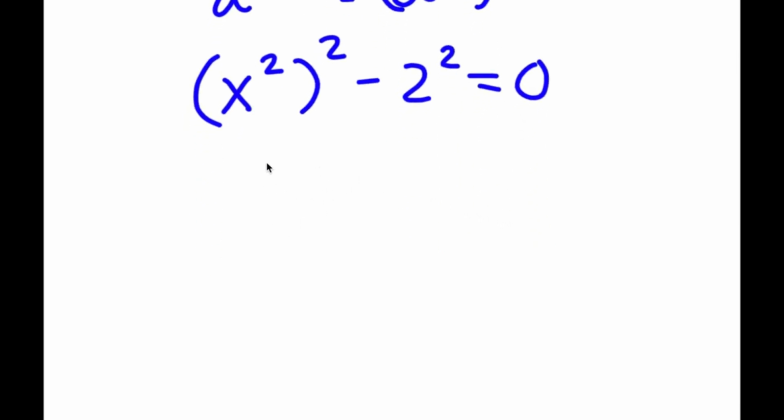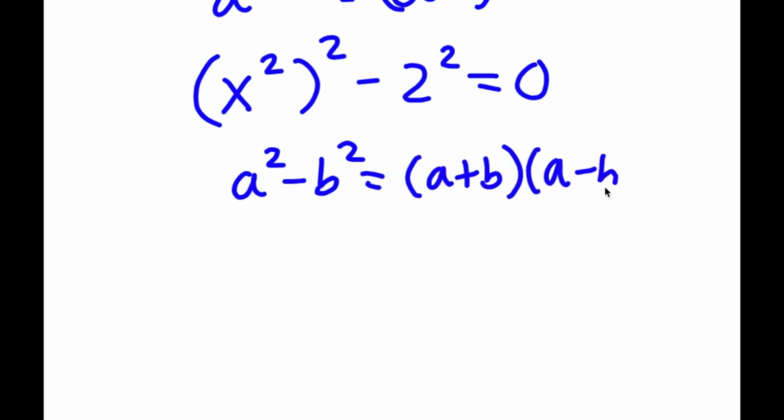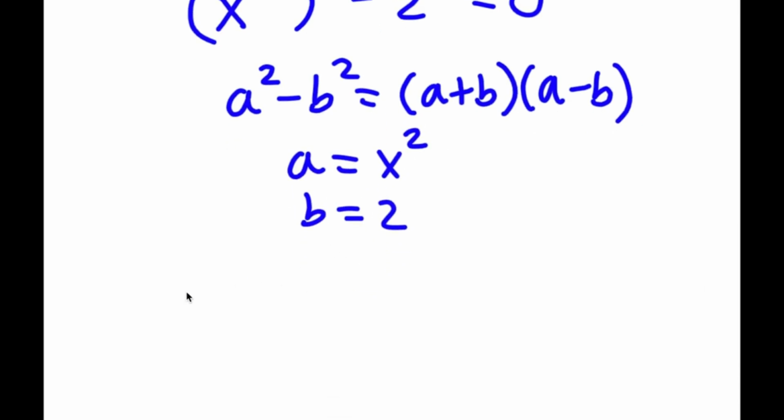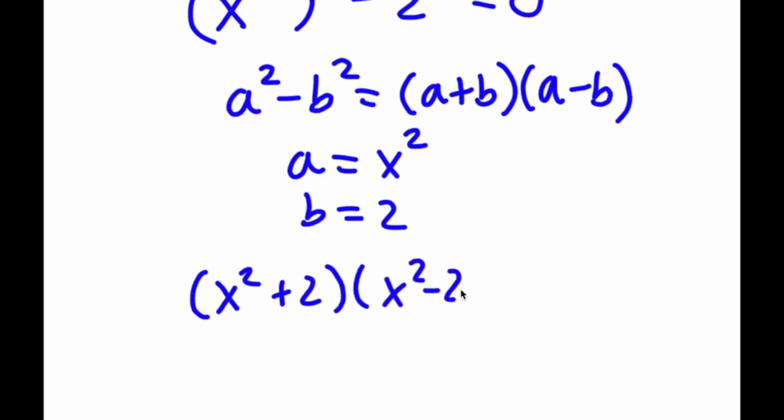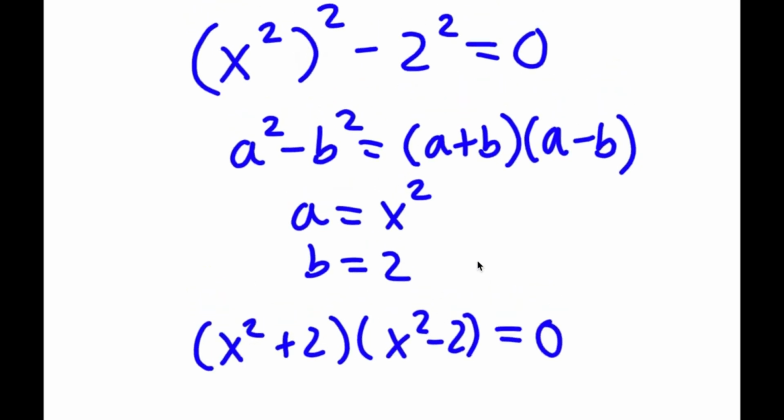Now, if I have something in the form a squared minus b squared, this is equal to a plus b times a minus b. So in this case, a is x squared and b is 2. So I have x squared plus 2 times x squared minus 2 is equal to 0.